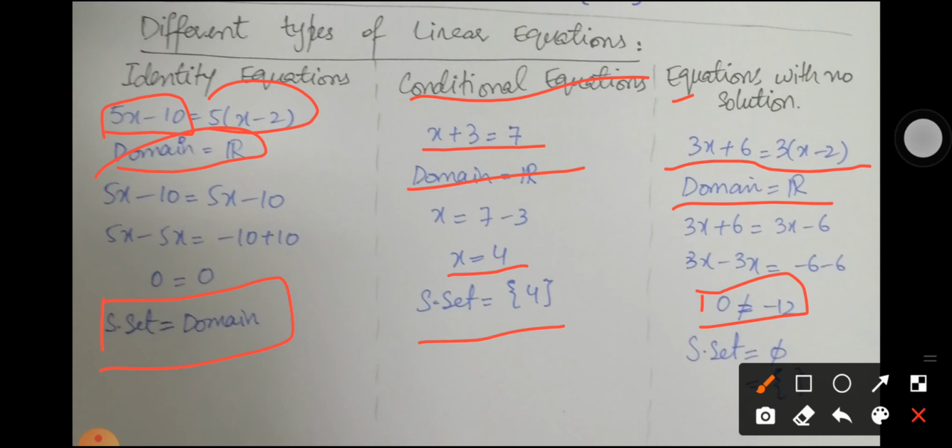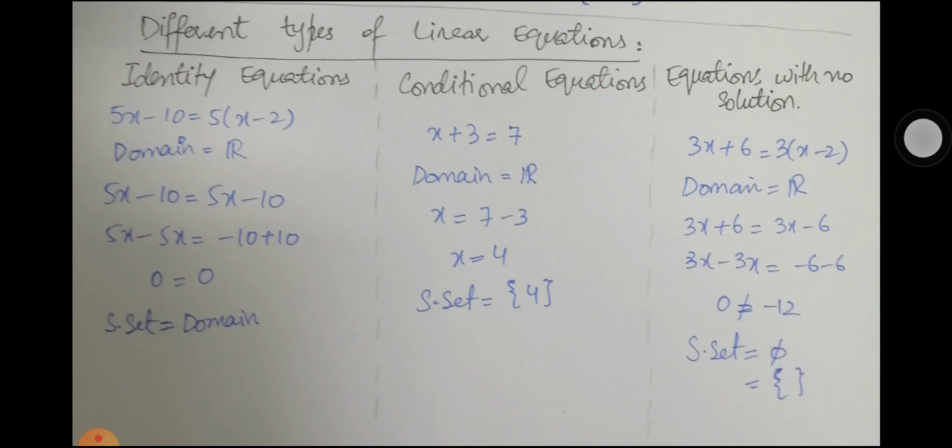The false statement is saying that no value of x is going to satisfy the equation, or the left hand side can never be equal to the right hand side. In such cases we do not say that the equation is not correct. The equation is correct, but it is not satisfied for any value of the domain. So the solution set is equal to the null set in this case.